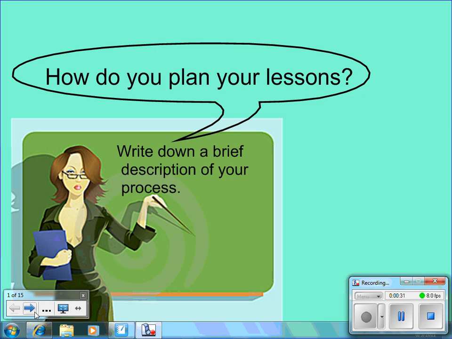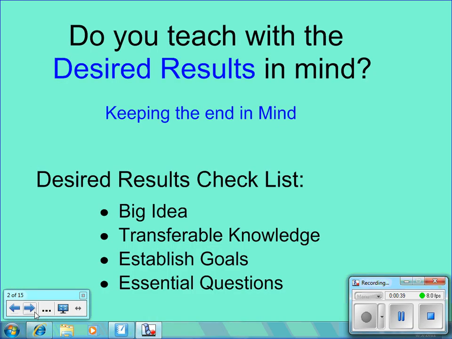Think about this question. Have you ever thought about teaching a lesson with the desired results you're assessing in mind? What's your lesson's big idea? What transferable knowledge have you accessed within your students, and what transferable knowledge are you teaching your students? What are your established goals? Do you have essential questions in your lessons?